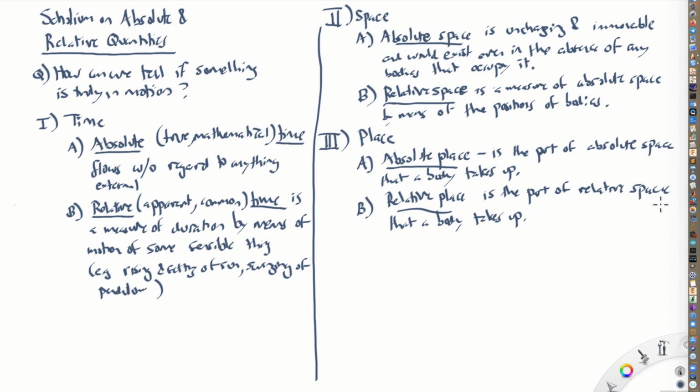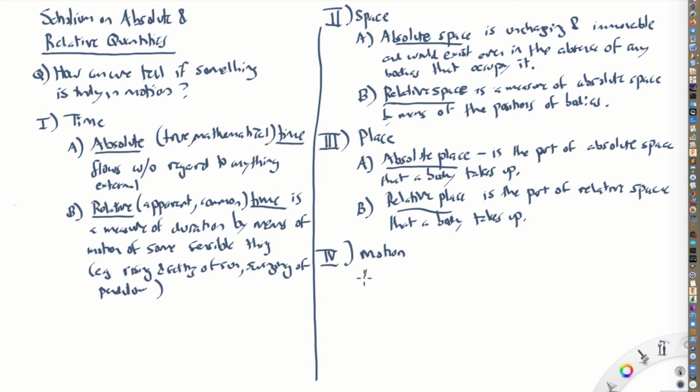So going back to the example of the atmosphere and the Earth, if you have an airplane, then that airplane is going to occupy a part of the relative space that is around the Earth. Finally, we've talked about absolute and relative time, absolute and relative space, absolute and relative place, and finally, let's talk about absolute and relative motion.